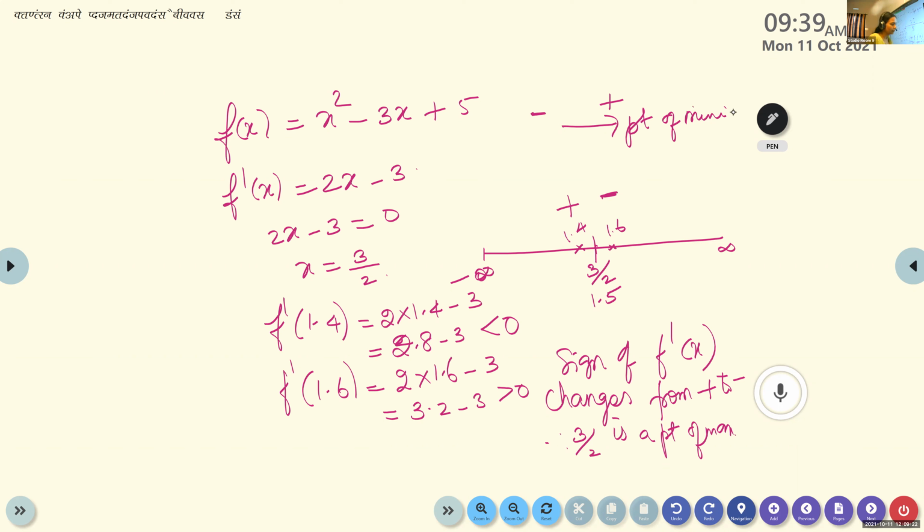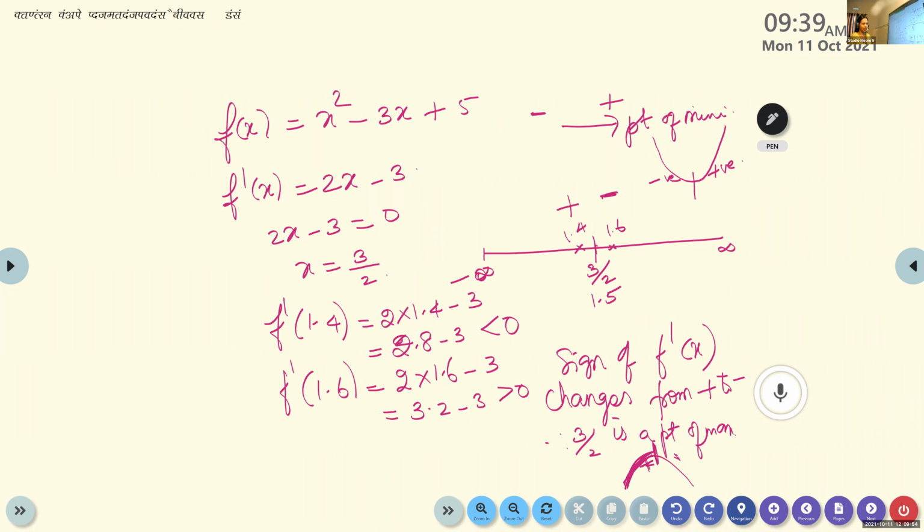Is it clear? Maximum means what happens? It goes on increasing and thereafter it is decreasing. So when the value is increasing, f dash of x is positive. And when it starts decreasing, it is negative. So the sign is changing from positive to negative, so it is a point of maxima. Minimum means f dash of x is negative and then it changes from negative to positive. For one more question, these questions will be asked.